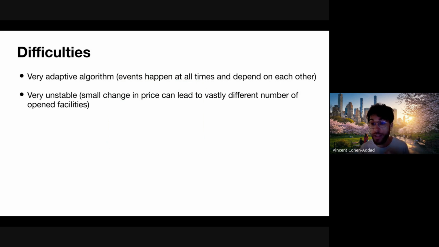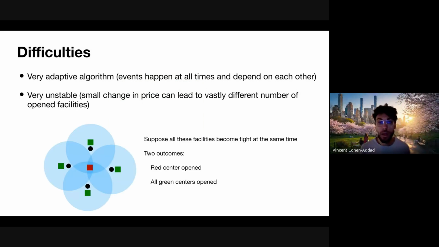And also, when you change the price just a little bit, that's the issue for the bypass rounding. When you change the price just by a tiny amount, then you may decide that all these clients that had enough money to pay for it no longer have enough money to pay for it. And actually, some part of the clients may open something else, and it becomes very difficult to account for tiny changes in the price. So a typical example is this, where all of these facilities become tight at the same time. Either all these clients get together to open the red, or they all individually open the green, right? And you can go from one to the other, and it drastically changes the number of centers you will open at the end. So it's a very big challenge here.